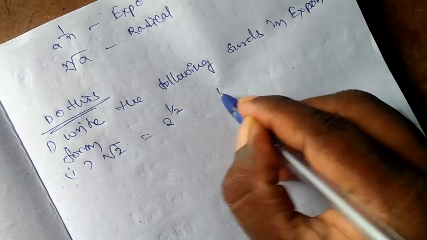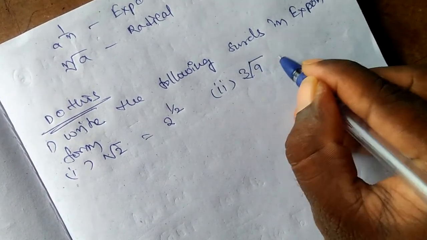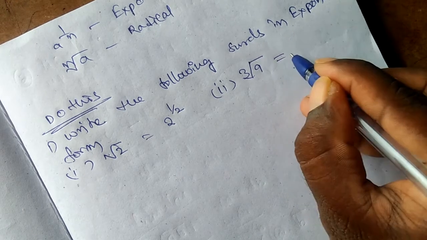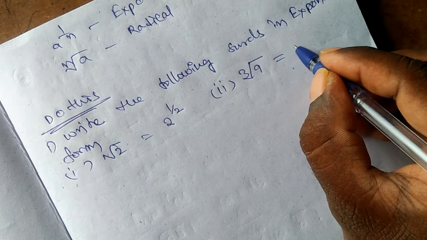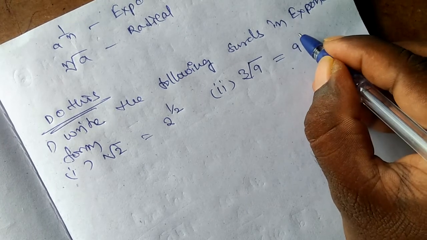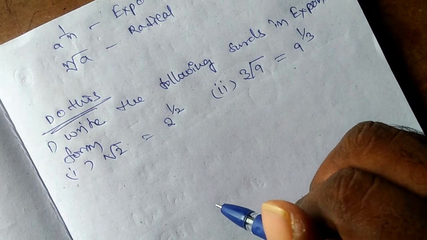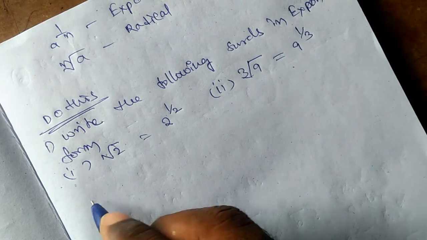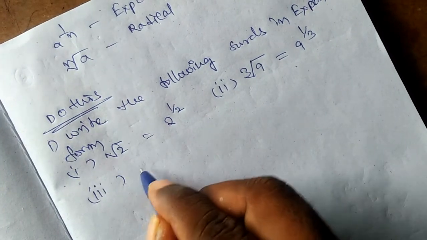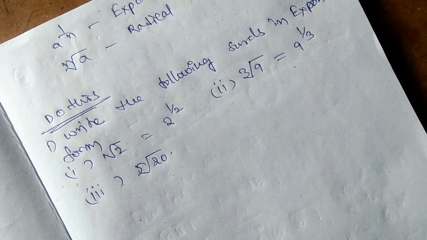Next, second one, third root of 9, that is equal to 9 to the power of 1 by 3. Why? Because in the root we have a third root, no? So 1 by 3. Remaining one more problem is there, third one. Fifth root of 20 you have to change into exponential form.